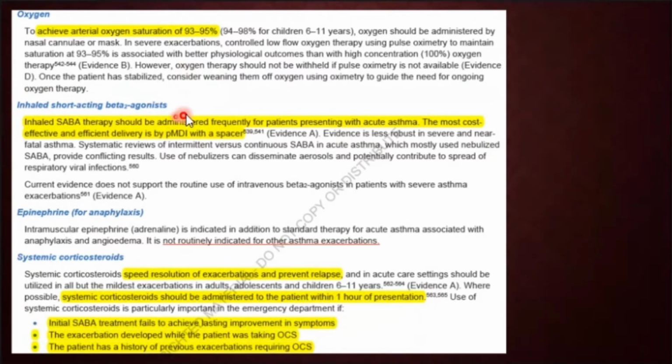Inhaled short-acting beta agonist, which is salbutamol, SABA therapy, is administered frequently to patients with asthma. The most cost-effective and efficient delivery is by a pressurized MDI and a spacer. Now, adrenaline or epinephrine is not routinely indicated for exacerbations unless the exacerbation is due to anaphylaxis or angioedema. To relieve the anaphylaxis or angioedema, epinephrine can be used.